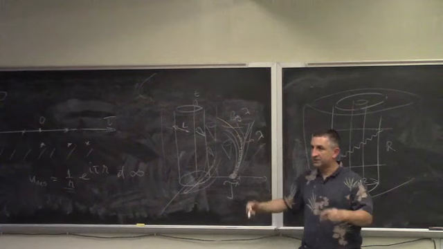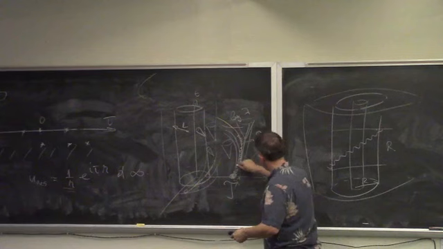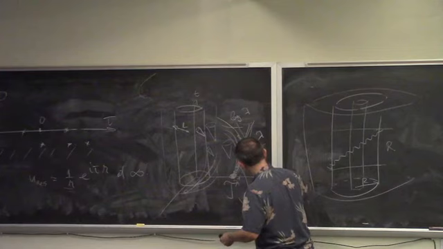So you have two mechanisms for decay. Here you have hyperbolicity. And here you have redshift.